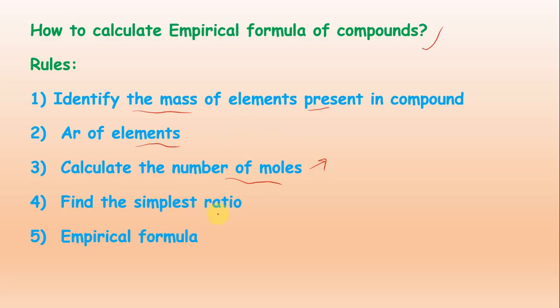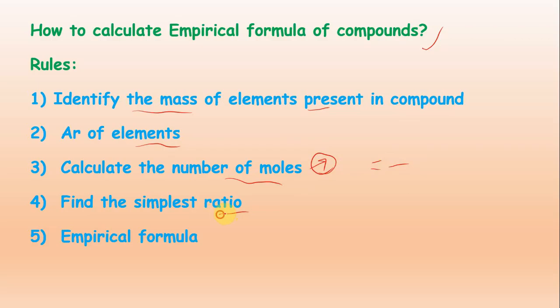Then find the simplest ratio. How to find the simplest ratio? The number of moles which you have calculated in step number 3, you just have to go through the answers, and then divide each answer by the smallest number. That will be clear when we solve the question.